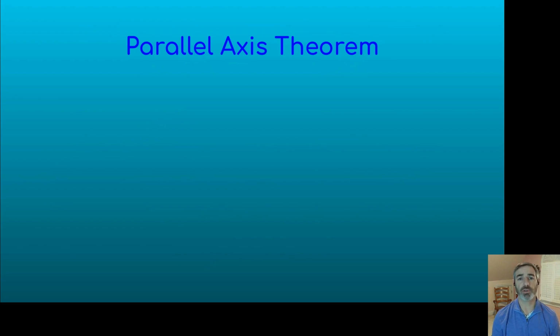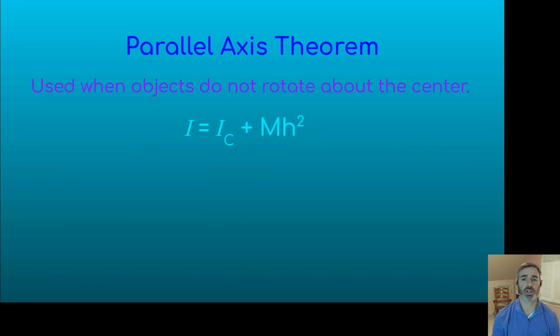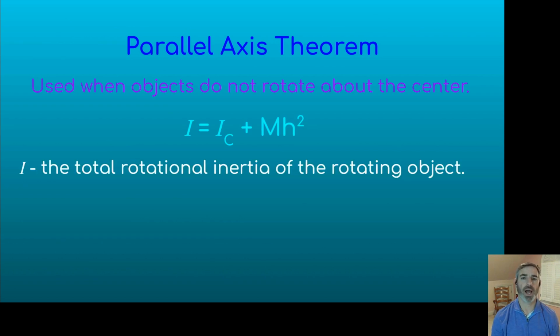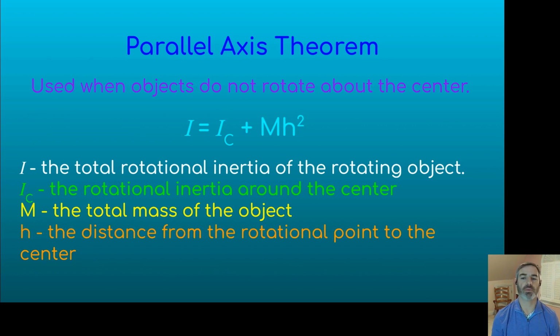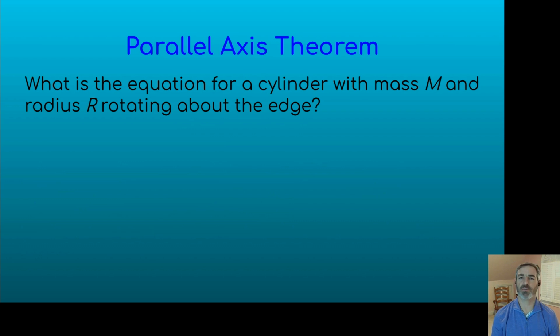This is used when objects are rotating not around the center. The way you calculate the rotational inertia is: the total rotational inertia is capital I, and I_C represents the rotational inertia about the center of that object, the equation we went through before. The mass is the total mass of the object, and h is the distance from the rotational point to the center. Let's look at an example using the parallel axis theorem. We've got a cylinder, and instead of rotating through the middle like we looked at before, it's rotating around its edge.